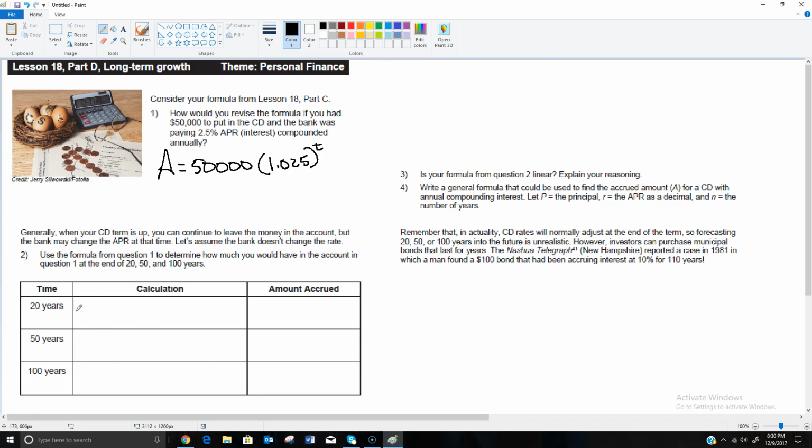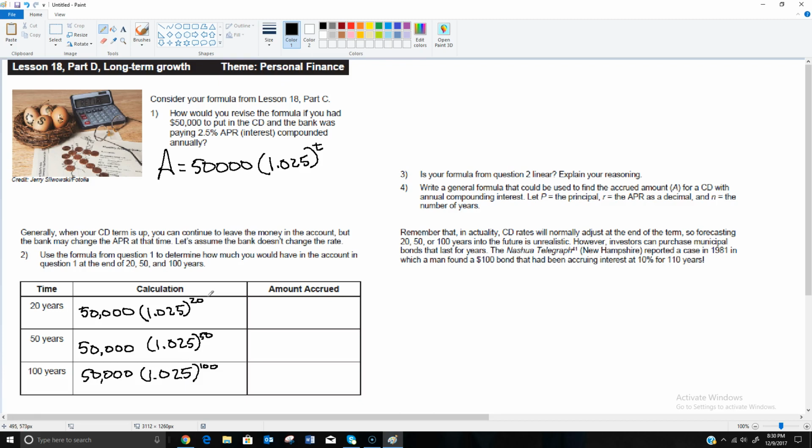So to get after 20 years, you're going to start with $50,000. And then you're going to multiply that times 1.025. And since it's 20 years, you're going to take it to the power of 20. This one, you're going to take 50,000. I'll just write all these down and then I'll calculate them. 1.025 to the power of 50. And then 50,000, we're always going to start with that 50,000. It's just we're going to tell it, I'm going to take it times 1.025. In other words, add 2.5% to whatever the current result is if at 100 years.